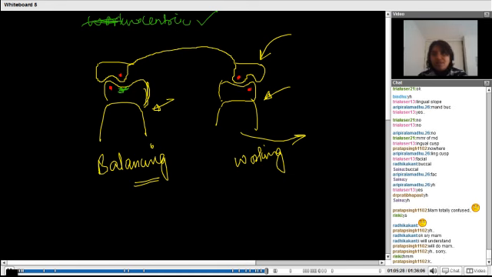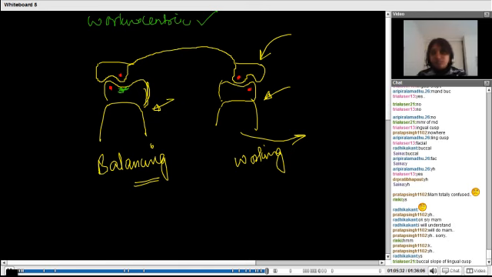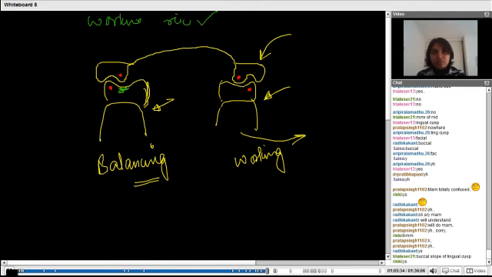The first step, you understood it. First step you got it right, the centric occlusion part. The second scenario, we have proper contact in centric and working side.